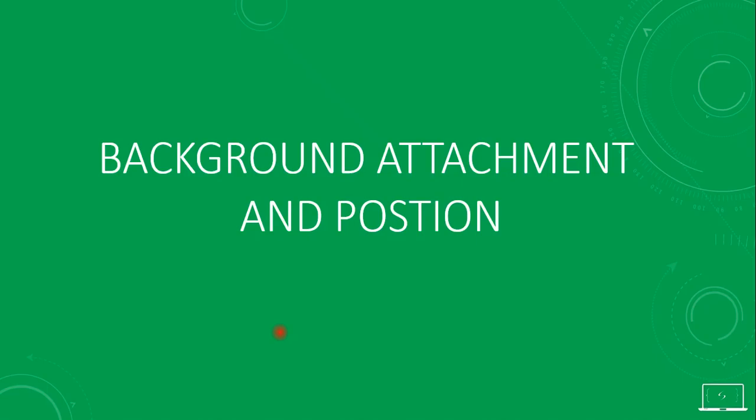Then comes the CSS background attachment and position. The CSS background attachment property specifies whether the background image should be scrolled or should be fixed, while the background position determines the position of the image when displayed. Now let us see using an example.